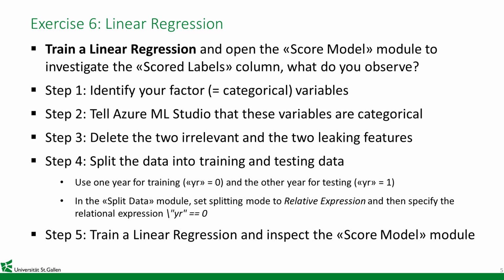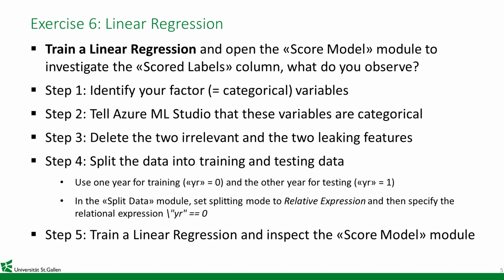In order to do this exercise, you have 5 important steps. The first step is to identify your factor variables, so the categorical variables we just discussed. And we need to tell Azure that these variables are indeed categorical. In the third step, we need to delete the 2 irrelevant variables and the 2 leaking features. In order to perform the machine learning steps, we need to build training and testing data. As we already discussed, we have a natural split criterion, which is the year. So we have observations from 2 years. From the first year, we train the model, and we test the model on the year it did not see, so the future year.